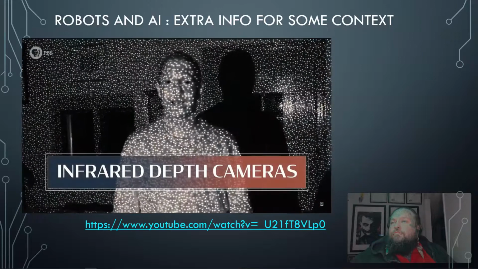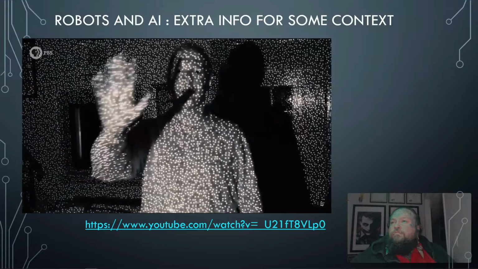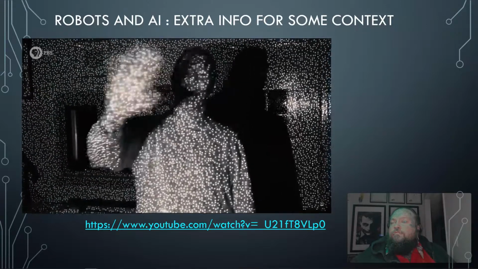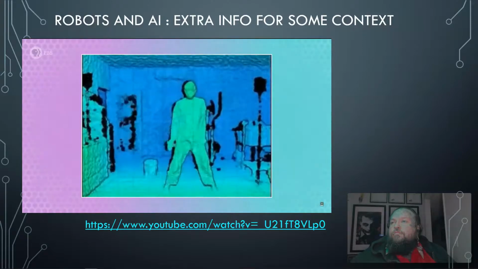These cameras measure distances by shooting out infrared light, which is invisible to our eyes, and then seeing how long it takes to bounce back. Infrared depth cameras are how some video game motion sensors work, like how the Microsoft Kinect could figure out where a player is and how they're gesturing.